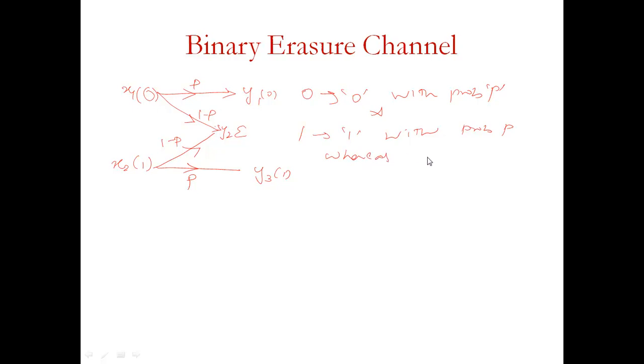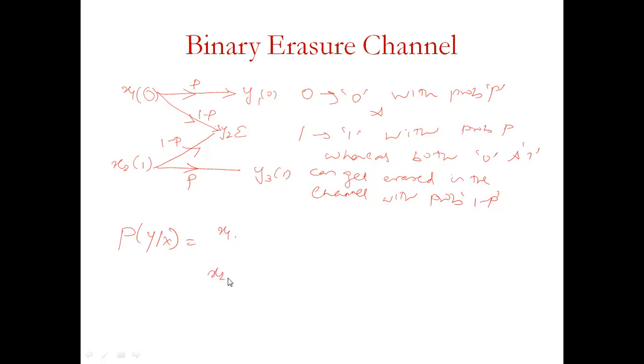whereas both 0 and 1 can get erased in the channel with probability 1 minus p. So this is the difference. Either it is making a correct transmission or it is getting erased, whereas it is not making any wrong transmission. So this channel is represented by p of y given x. We have 2 inputs x1, x2 and 3 outputs y1, y2 and y3.